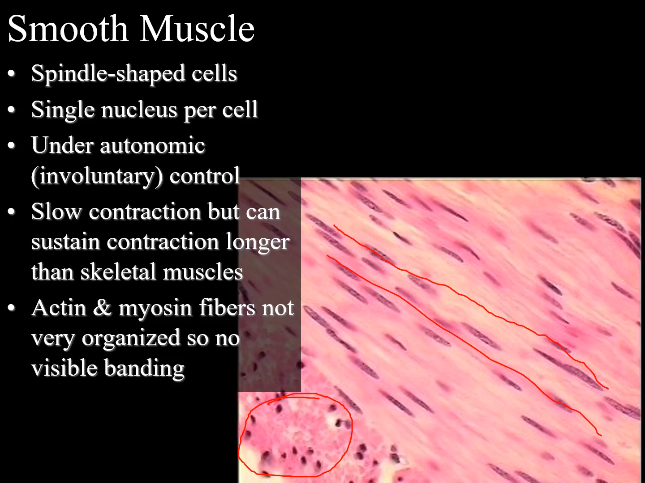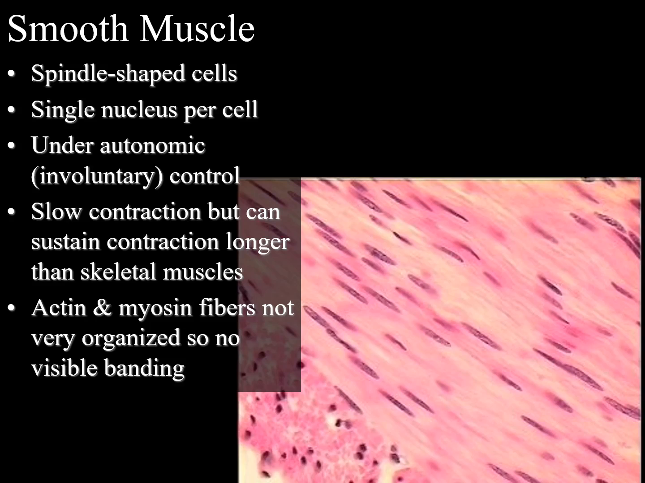These are ordinarily sized cells. They are kind of spindle shaped. They taper off towards the ends, and there's only one nucleus per cell. You do not have voluntary control over contraction of smooth muscle. They are under the control of the autonomic nervous system, and you don't have direct conscious control over that. So they're under involuntary control. When smooth muscle cells contract, they contract much slower than skeletal muscles, but they don't tire as quickly, so they can hold that contraction a lot longer.